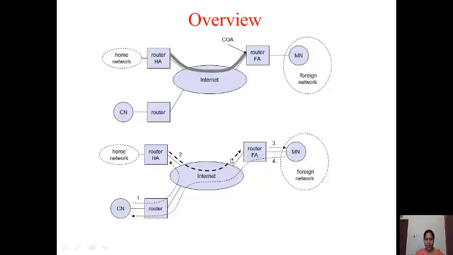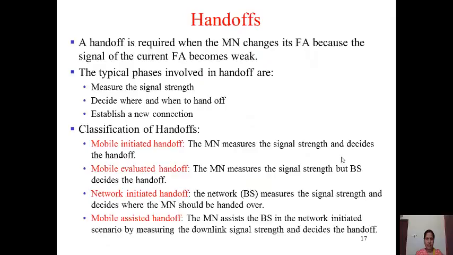So this flow is given here in points 1, 2 for the tunnel, and 3 to deliver it from the foreign agent to the mobile node. And when the mobile node is trying to respond back, it directly responds to the correspondent node. Right? Fine.